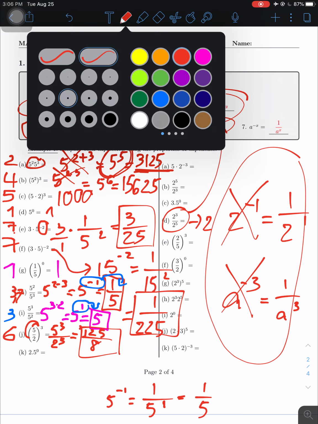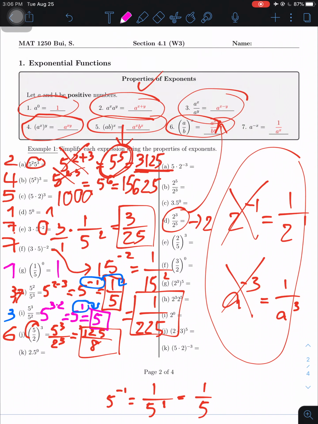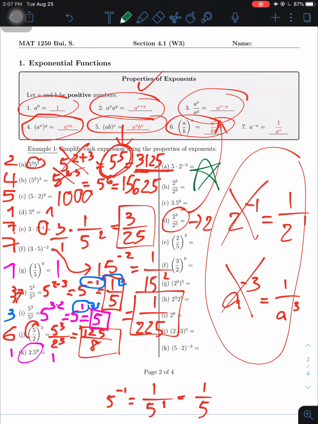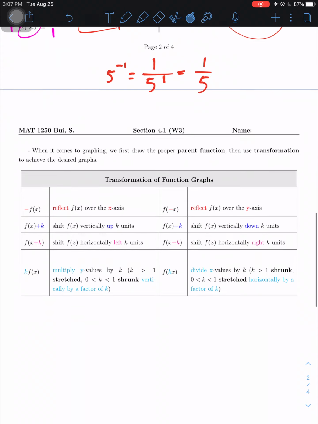Lastly, for K, another easy peasy one, right? Because anything to the power of 0 is 1. And this is by the very first objective property. Okay? And as for your part, let me put a green star in here. So make sure you do everything from A to K, okay? Alright, let's talk about the next page.